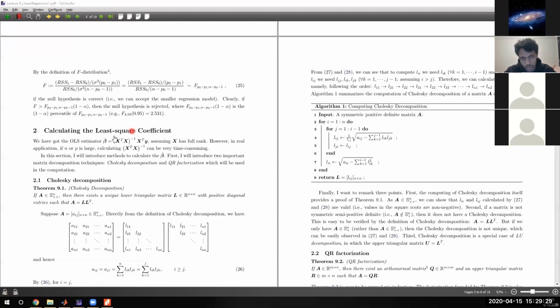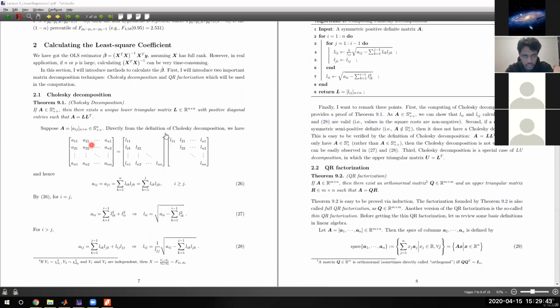Okay, so in order to make this easier, we need to decompose this XTX matrix. And here are two standard methods. One is by Cholesky, the other is by QR. Okay, let's first have a look at the Cholesky decomposition. By the way, I had a look at the pronunciation of this.